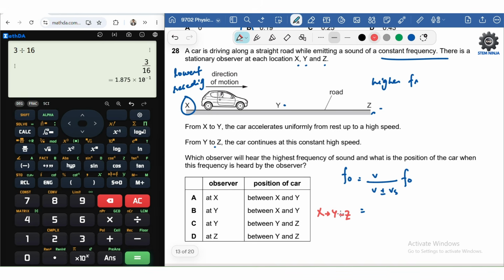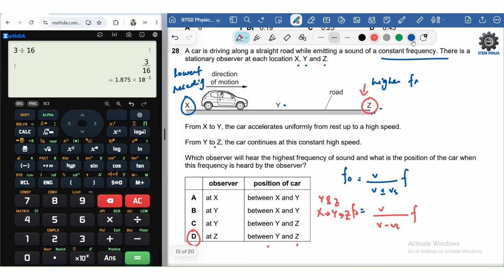or y to z. From the perspective of y and z, your observed frequency would be (v minus vs) f naught. So it's increasing. The highest one would be heard at z. Okay, so the highest frequency observer would be z, and the car would be between y and z, moving at the maximum velocity.